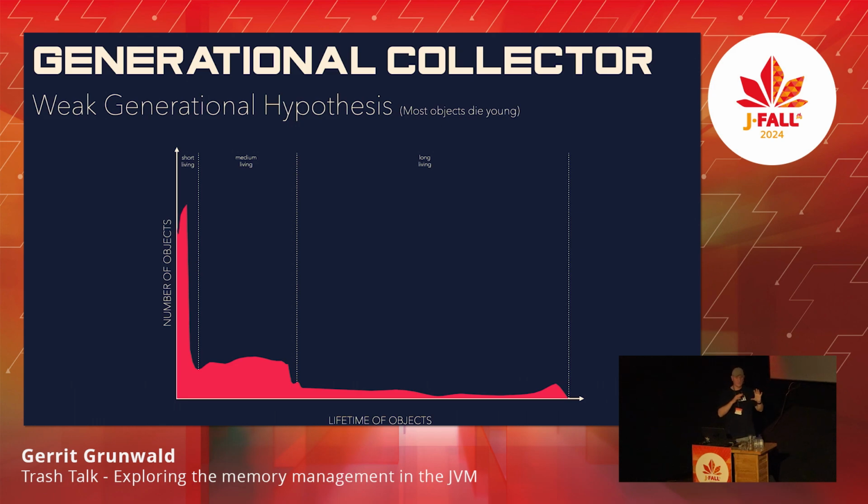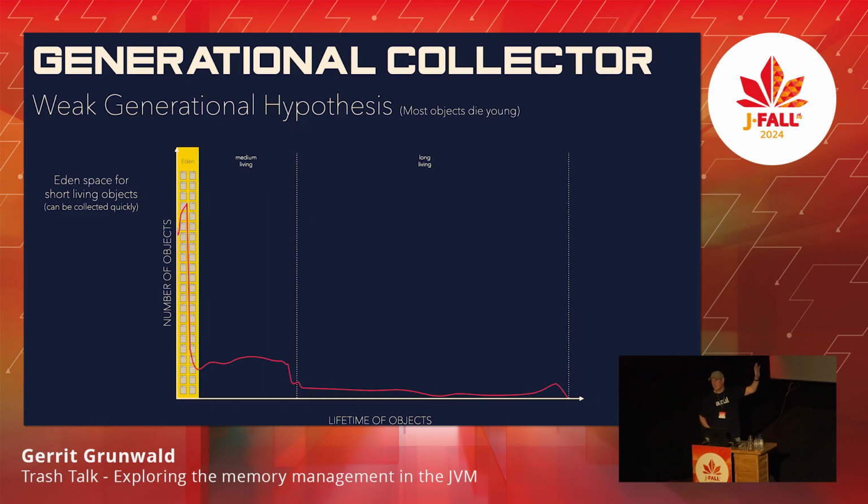How can we structure the garbage collector, or better to say the heap, to work with this kind of behavior? We create a so-called Eden space. The Eden space is not very big, because it doesn't have to be, as objects die quickly. There we create objects when we allocate memory.